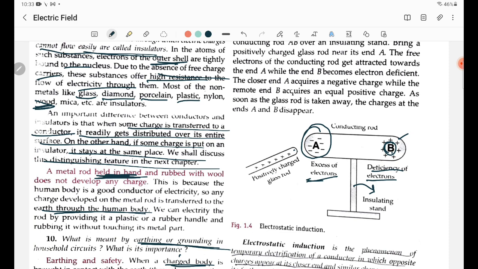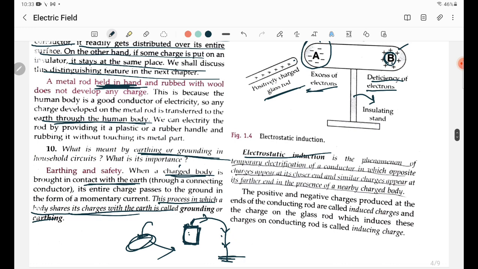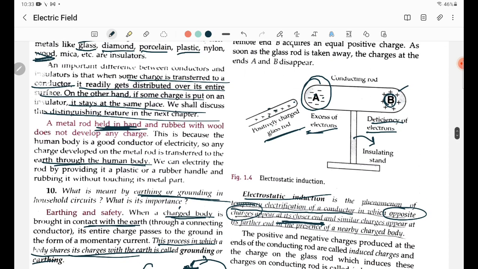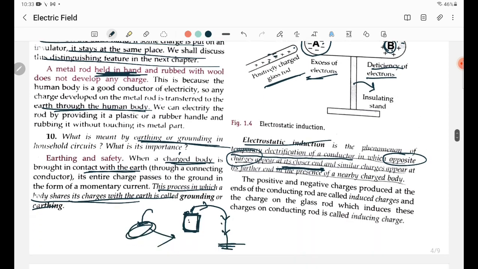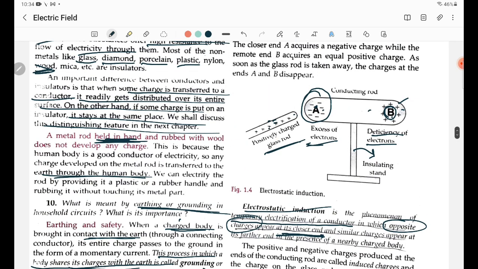Okay, now when I remove this glass rod, all these charges will disappear. So what is electrostatic induction? It is the phenomenon of temporary electrification of a conductor, in which opposite charges appear at its closer end and similar charges appear at the further end of a charged body. See, this is plus, and these are opposite charges at the closer end, and similar charges at the further end. Okay, so this is the induced charge.